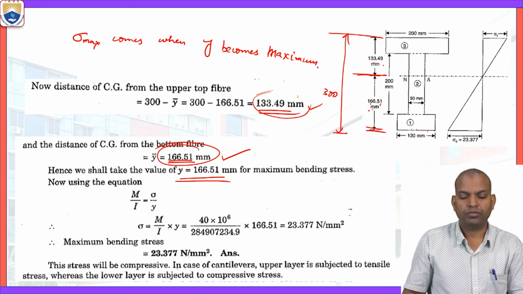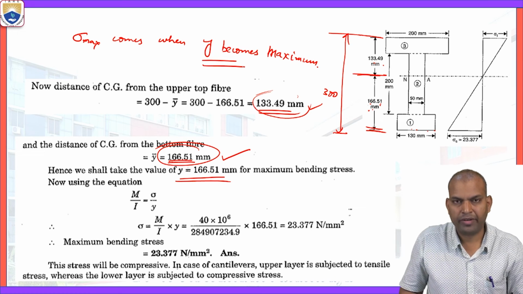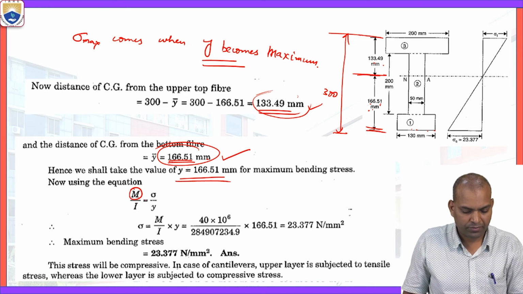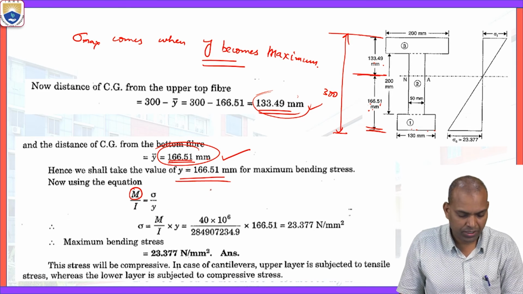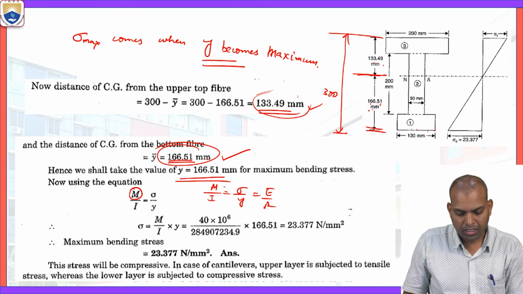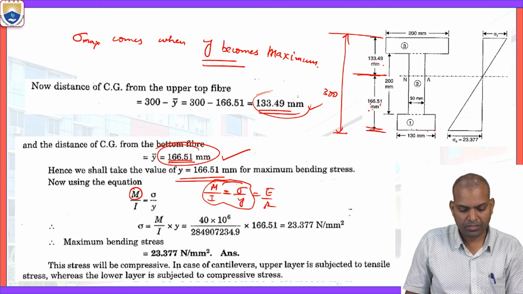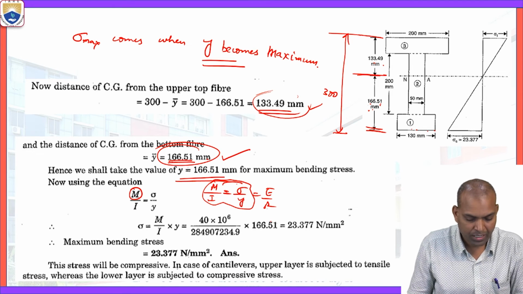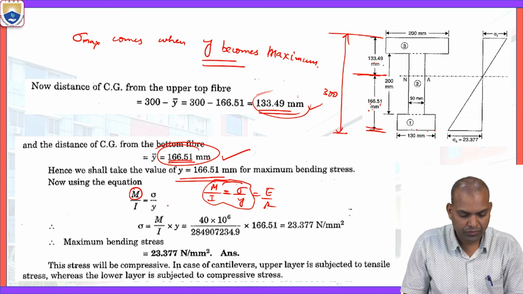Alright. Now that's why we consider the maximum y value, that is 166.51. We know the m value here. We know the pure bending equation: M by I equal to sigma by y equal to E by R. Now, based on the data obtained, we can use the relation M by I equal to sigma by y. So this is the relation we follow.